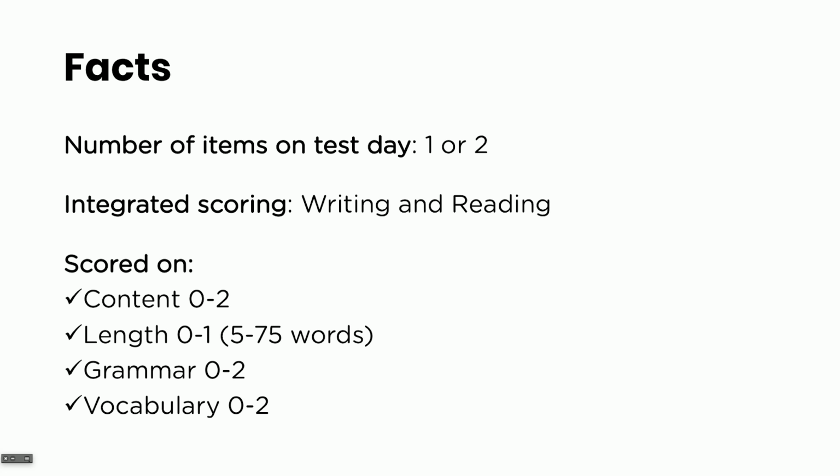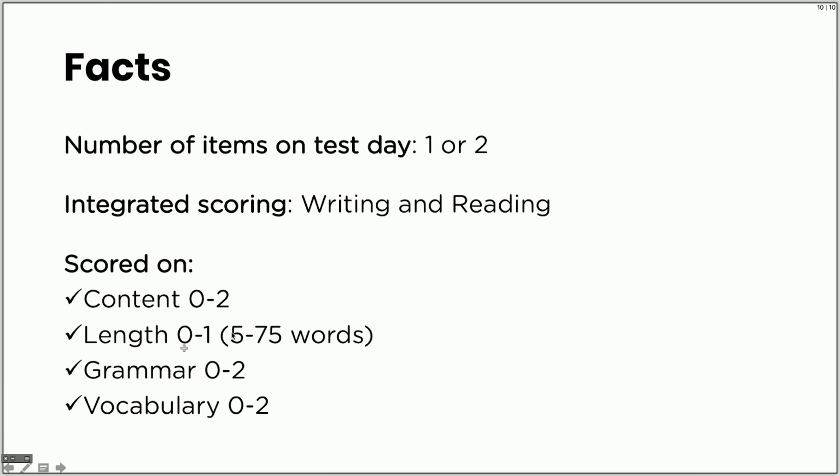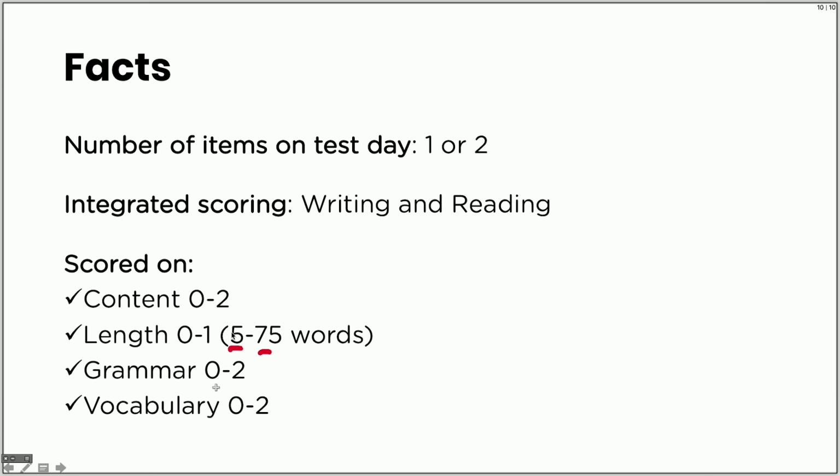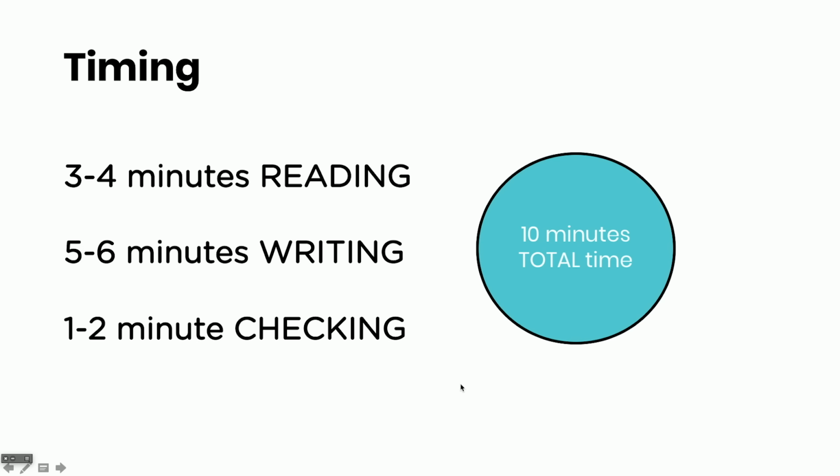You are scored on content, that is, you write on topic and you capture the main idea and any important sub-ideas. You're also scored on length, where you either get 0 or 1. That is, you write at least 5 words and at most 75 words. Now, we have a sort of magic number that I'll tell you a little bit later on. You're also scored on grammar, accuracy and range from 0, 1 or 2 points, and vocabulary 0, 1 or 2 points.